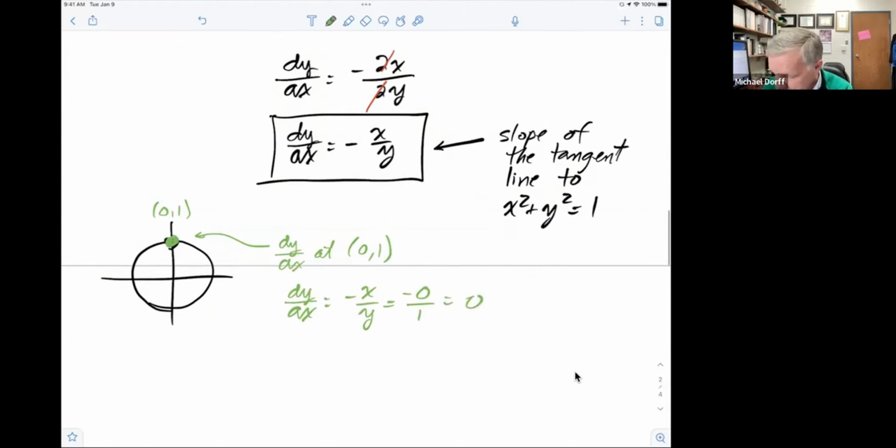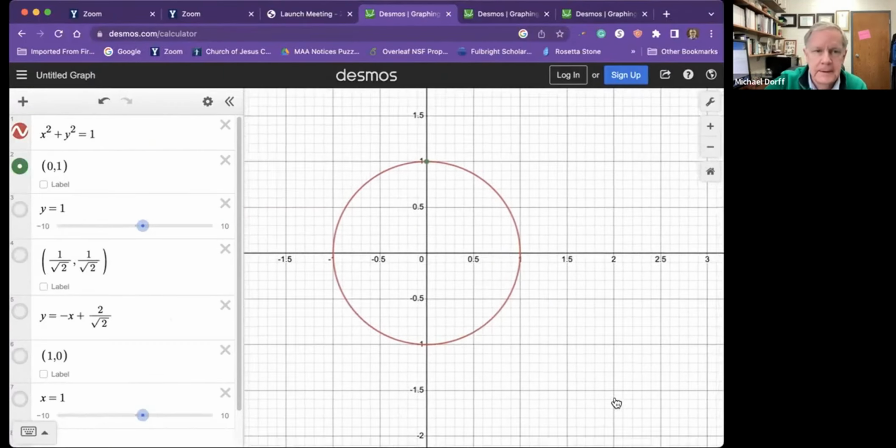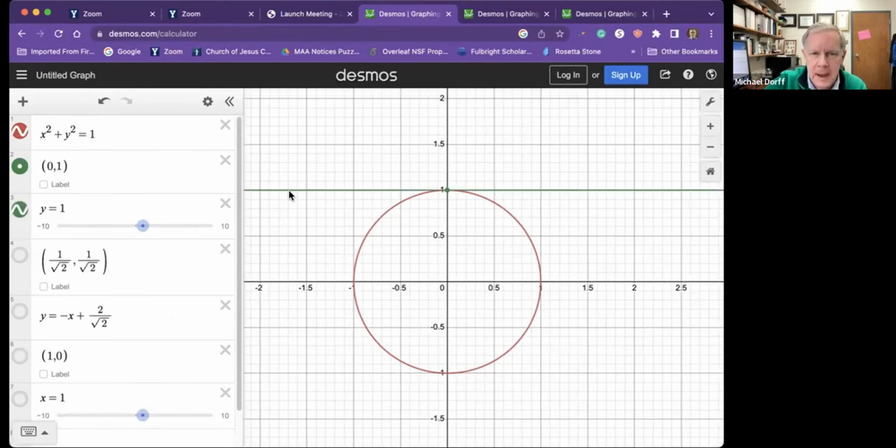So the slope is 0, and you get this flat line like this. And when I go back to Desmos here, you can see that when I wrap that in there, I get this straight green horizontal line.